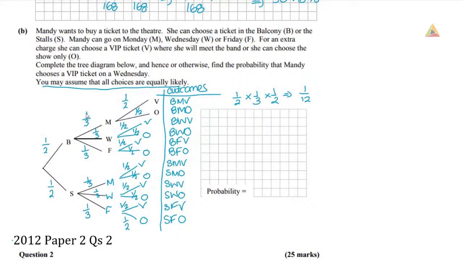But if these fractions were different on my tree diagram, then I would have to do this method of working out my fractions and multiplying to work out what is the probability of getting to the end of that branch. So what I'm looking at here is find the probability that Mandy chooses a VIP ticket on a Wednesday. So I need a W and a V, so I have 1 there and I have 1 there. So that's 2 out of my 12 options, which is a probability of 1/6. And that's how we list all our possible outcomes and make our sample space by using a tree diagram.